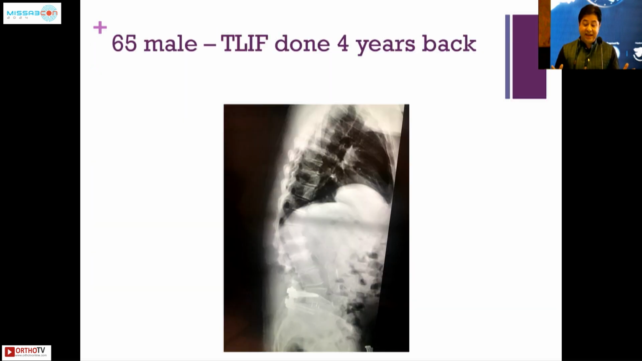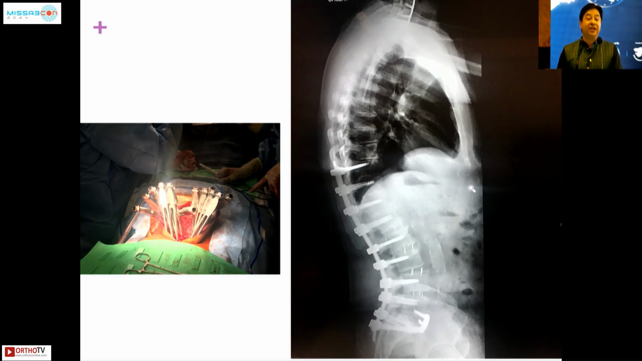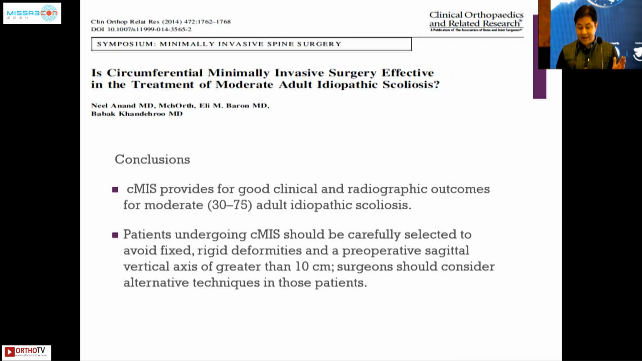So this is another case, we did a TLIF on this 60-year-old male 4 years back, and this is something like Sharma's case, what he was presenting earlier. And again, a circumferential MIS was done. First you do a bit of laterals from the lateral position, and then you turn the patient, and you can do all MIS, and that is the beauty of all these patients. And this was the first paper which sort of started talking about circumferential MIS, and this is from Neel Anand. And this is what he tells.